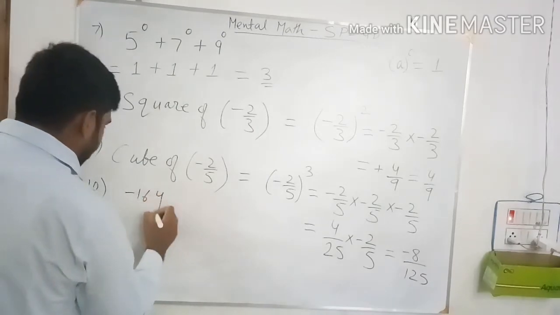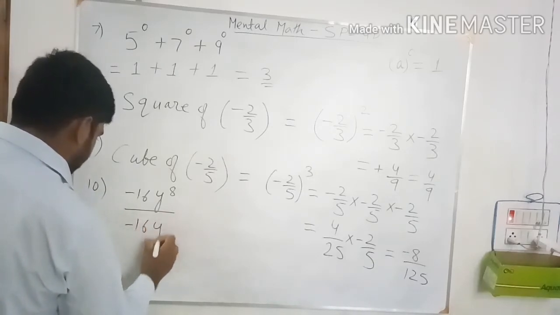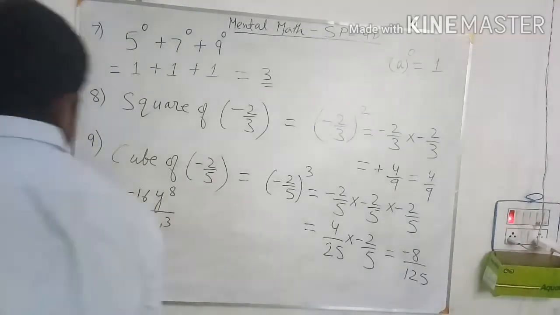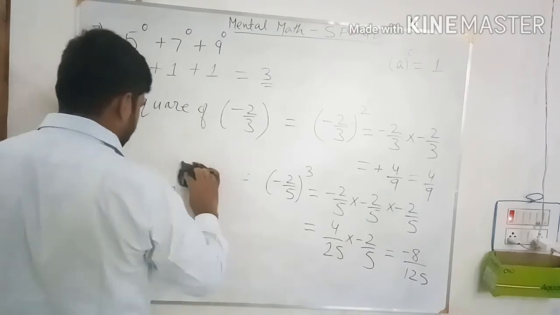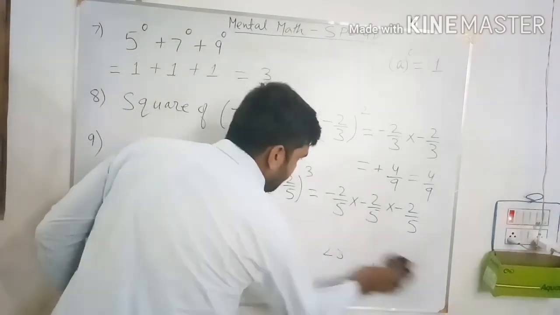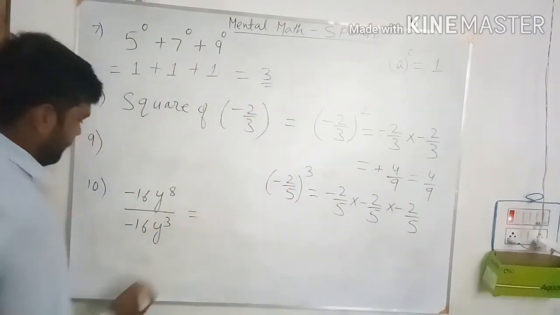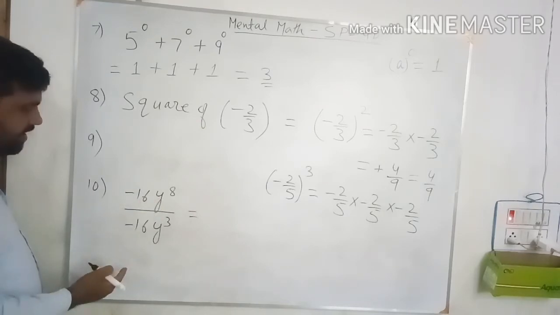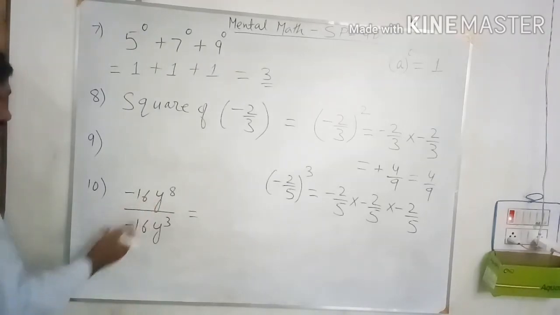Minus 16 y to the power 8 upon minus 16 y to the power 3. Now see this question. This minus 16 in both is the same, so that will be cancelled. Or we can say there are two different bases here, because both are multiplied: minus 16 and y.